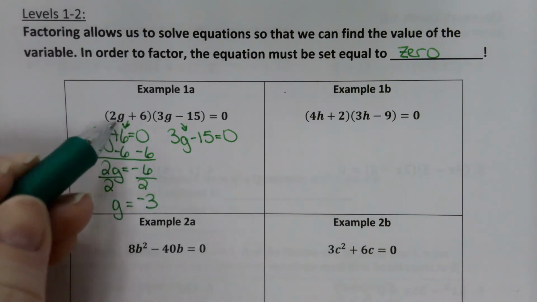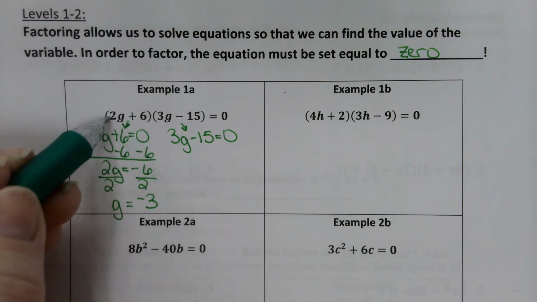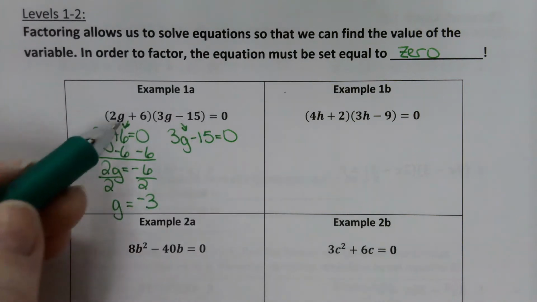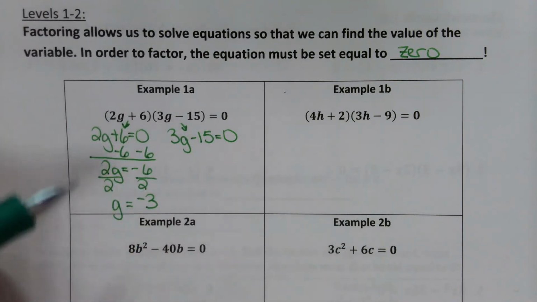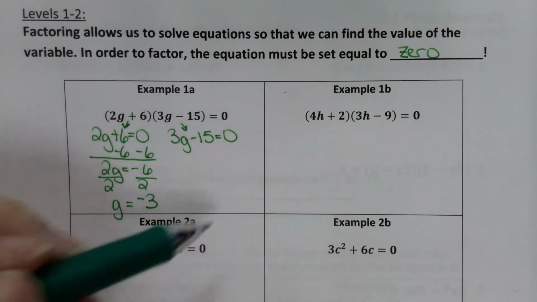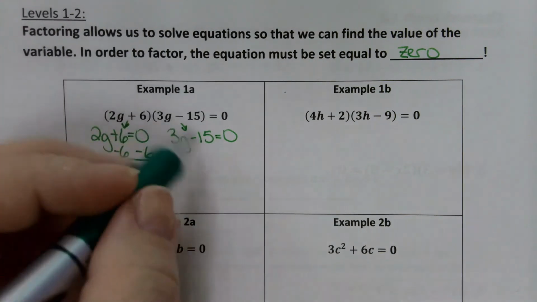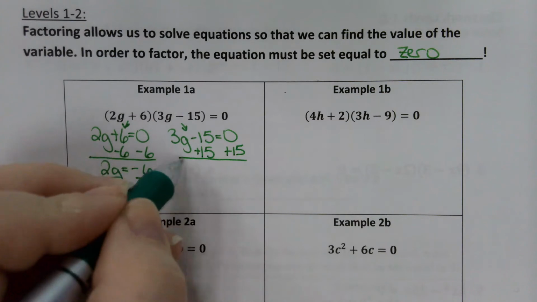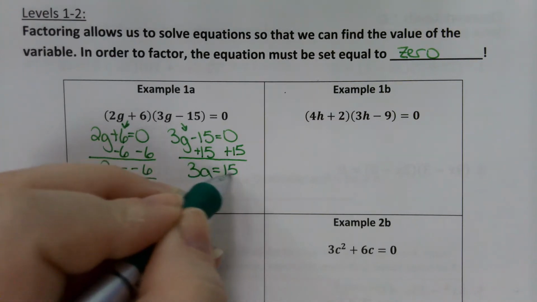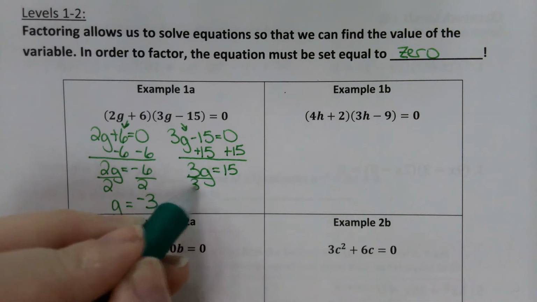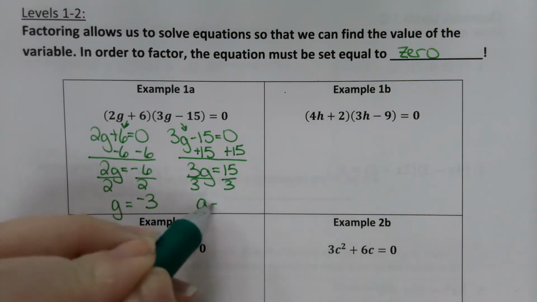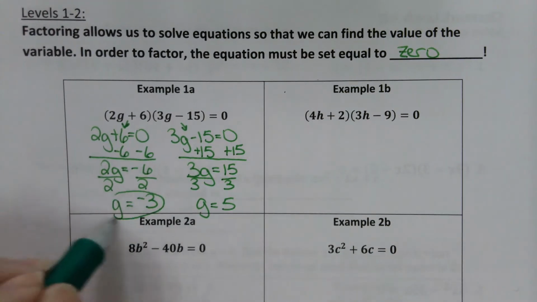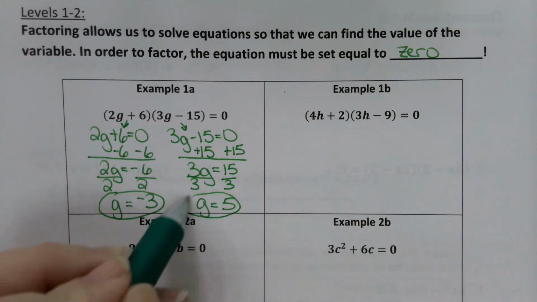What that g will do is when it's plugged in to this factor, that will equal 0. And anything times 0 equals 0. That's why we're able to set each factor equal to 0, and why our factors have to be set equal to 0 in order to solve. For this other factor, we'll add 15 to both sides, giving us 3g equals 15. Then divide by 3 on both sides so that g is equal to 5. So my answers, and there are two of them, are g equals negative 3 and g equals 5. And you must list both.